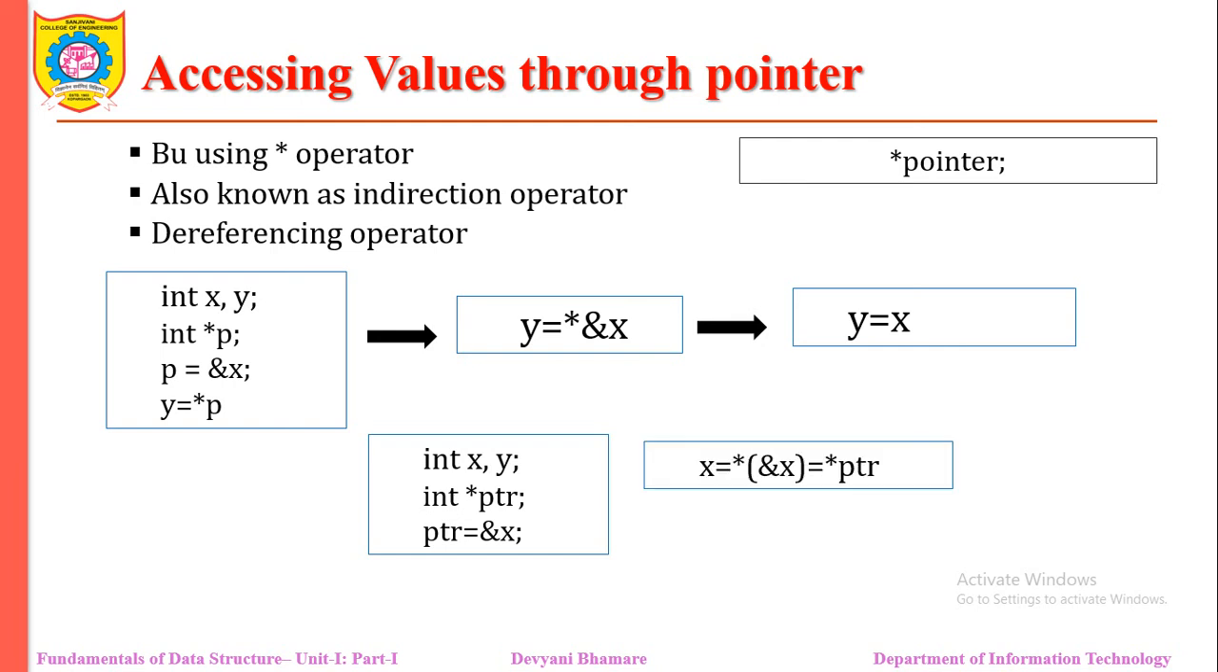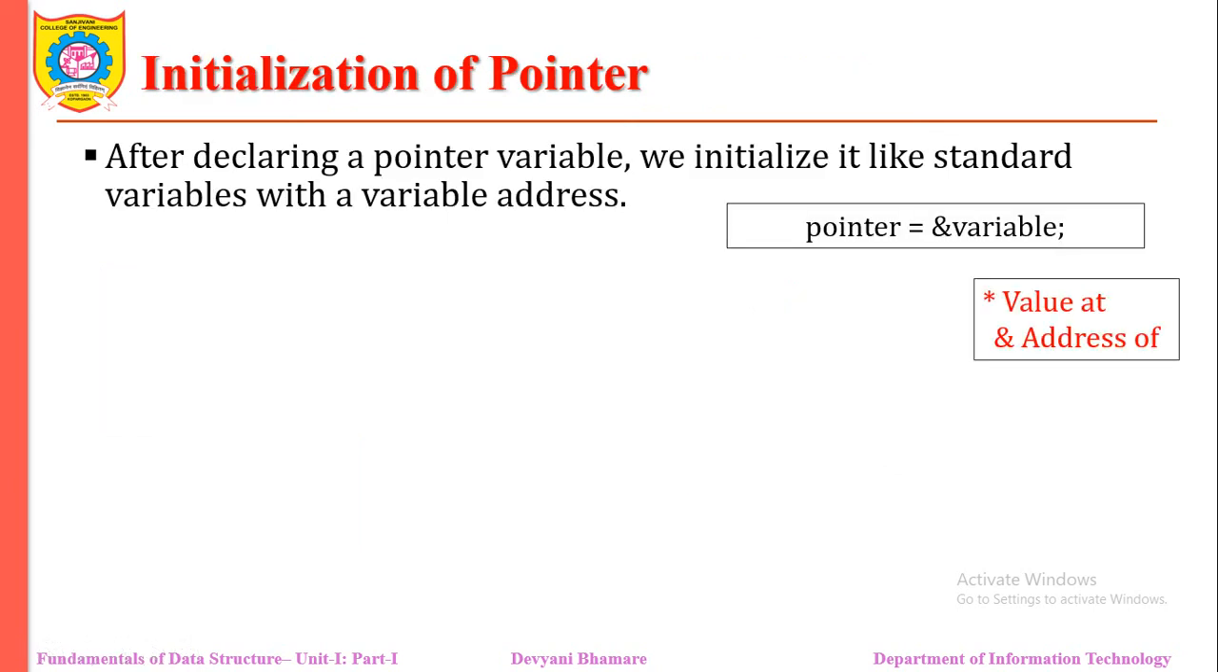In this fashion, we can also say that a pointer is being used. Assume in this example PTR is equal to address of x. Then x is equal to value at address of x, which means x is equal to value at PTR. Whatever the value at PTR is will be assigned to x. In that fashion, we can also assign or access the value by using a pointer.